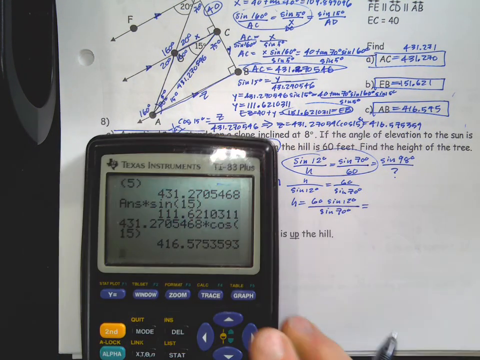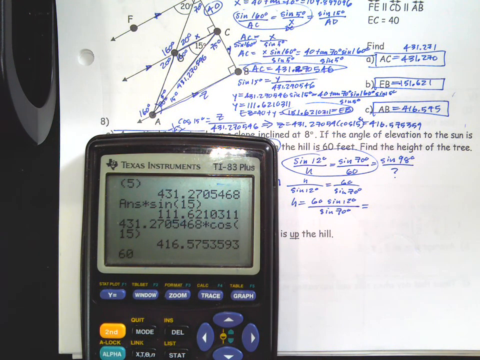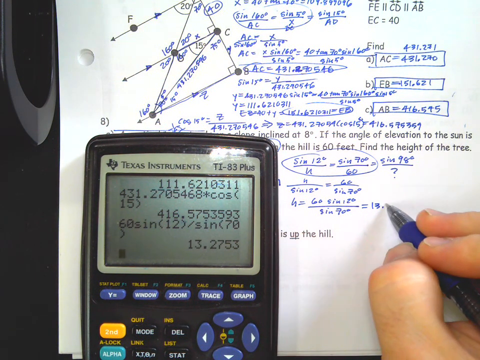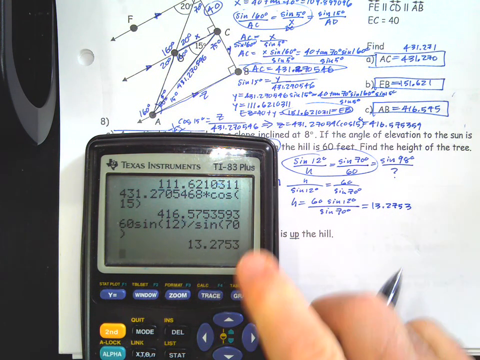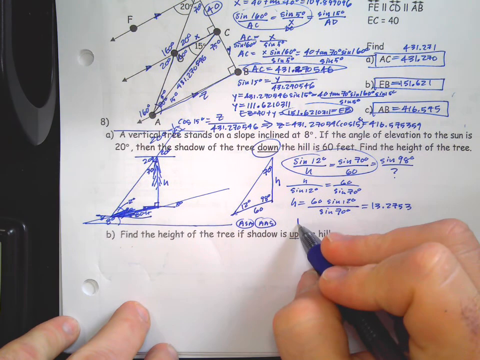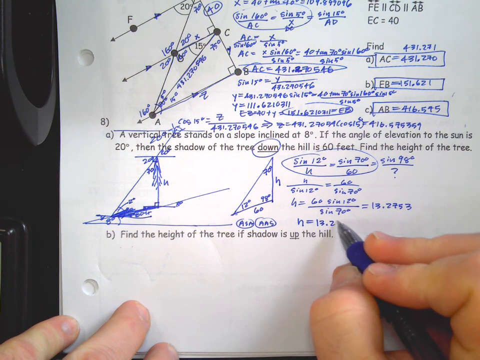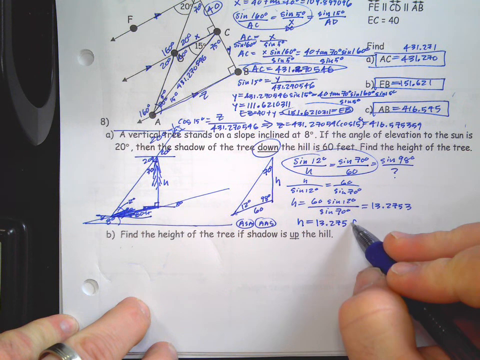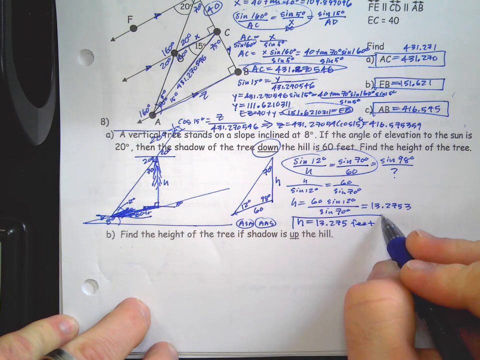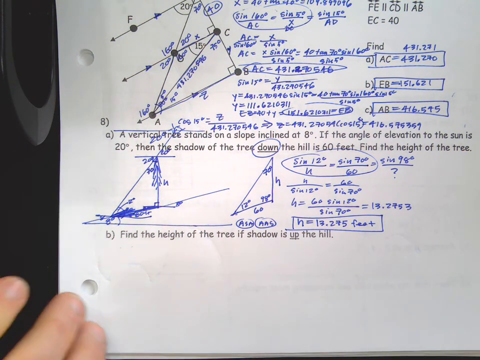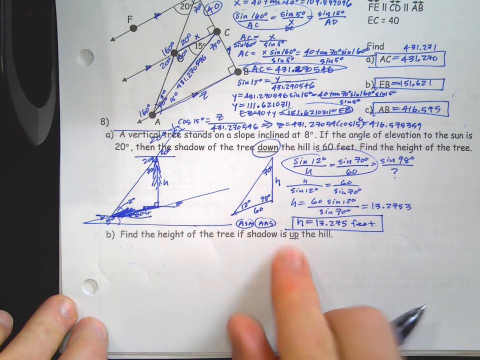So 60 sine of 12, close parentheses, divided by sine of 70, close parentheses, equals 13.2753, which is kind of weird. It cuts off. Is that exact? I don't know. It's kind of weird. So h equals 13.275. Round or truncated comes out the same. What are the units? Definitely units on this problem. This is feet. Okay, there you go.